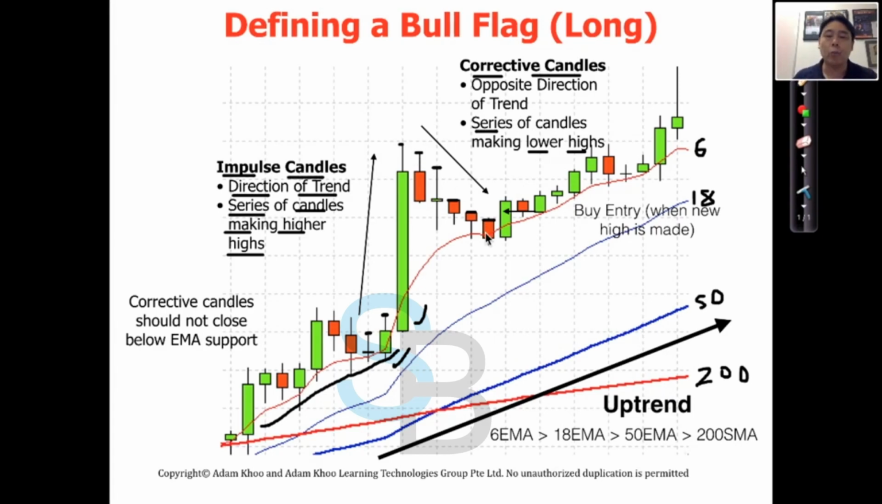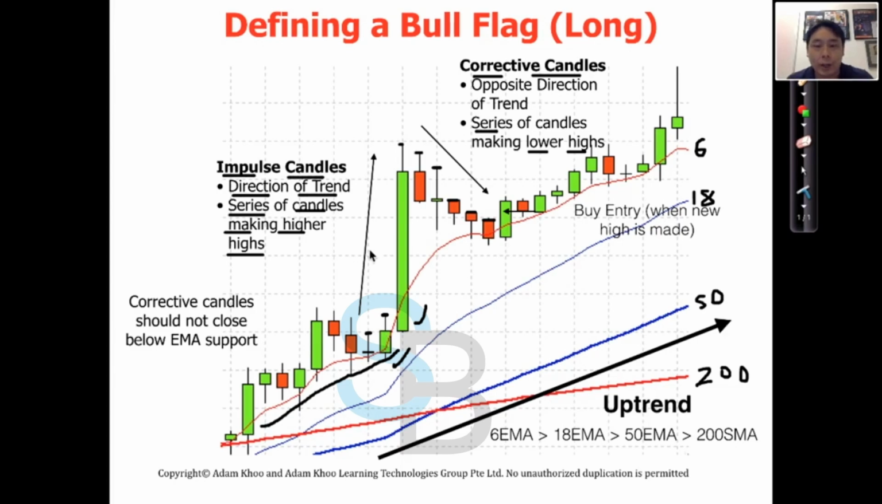Okay. Now the question is, when do you get in? All right, now you're waiting to get in the moment you see that one of the highs is breached. That means once you see a candle making a new high, you enter the moment a new high is made. Okay, but you have to wait for the corrective candles to go towards that surfing wave, either the 6 or the 18. So in this case, you can see that it's surfing the 6 moving average. So you want to see the corrective candles going to the 6 moving average. If it doesn't reach the 6 moving average, you do not enter yet.